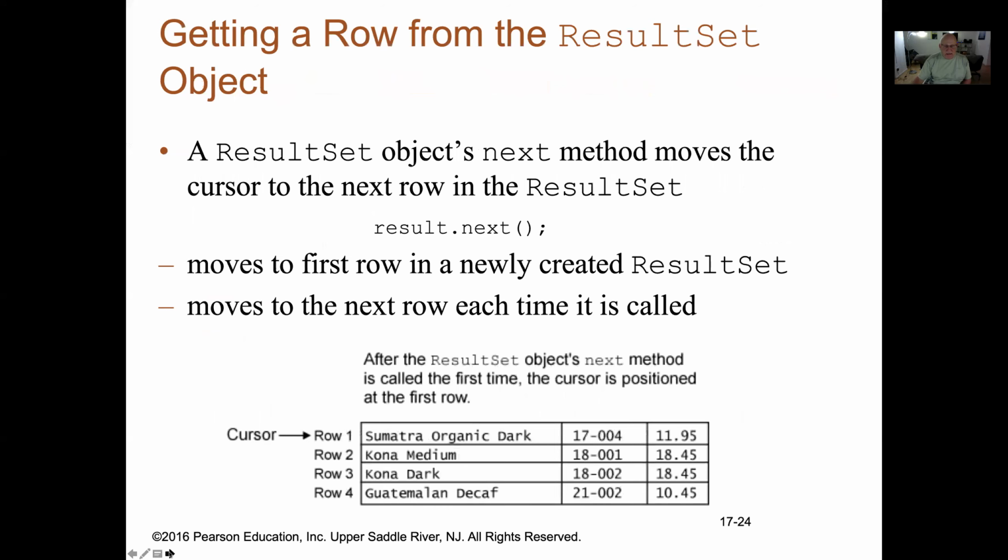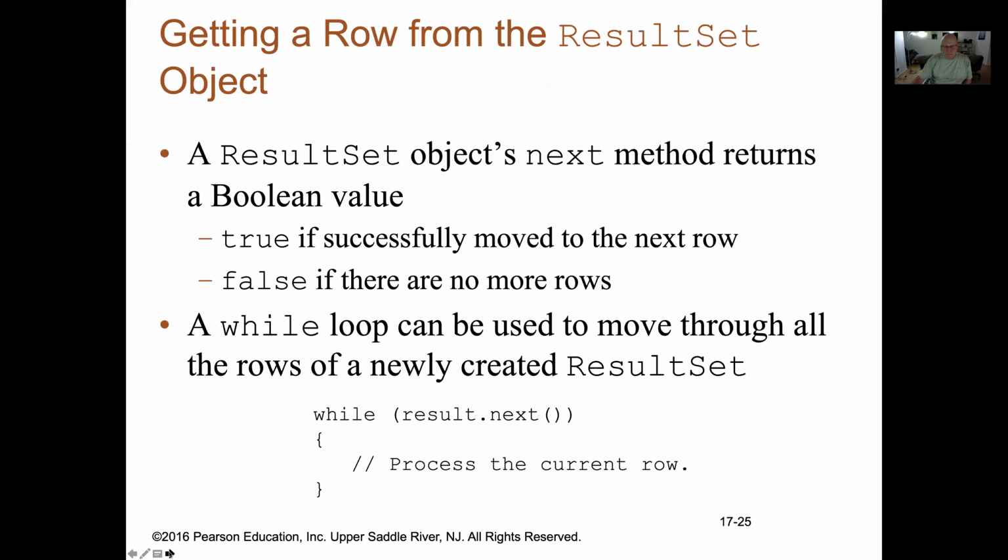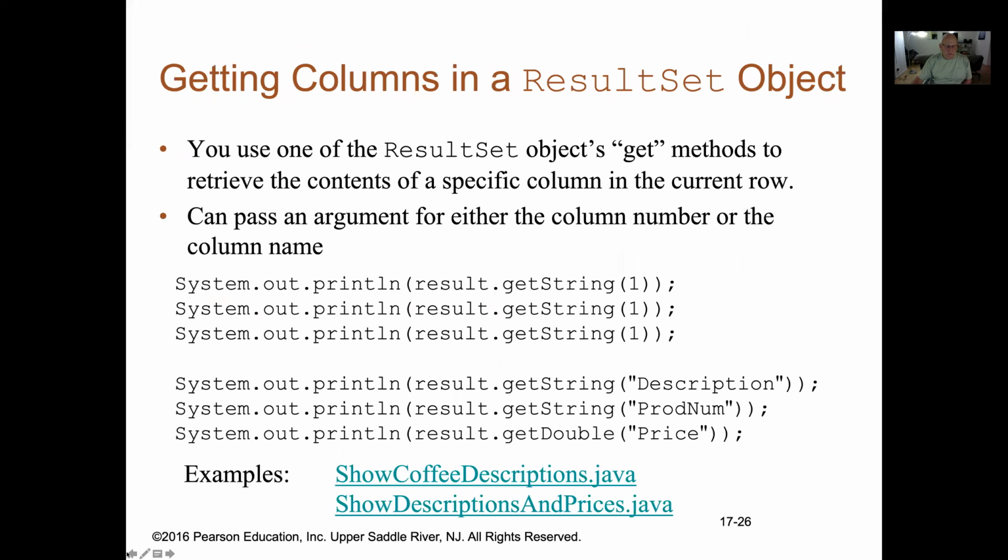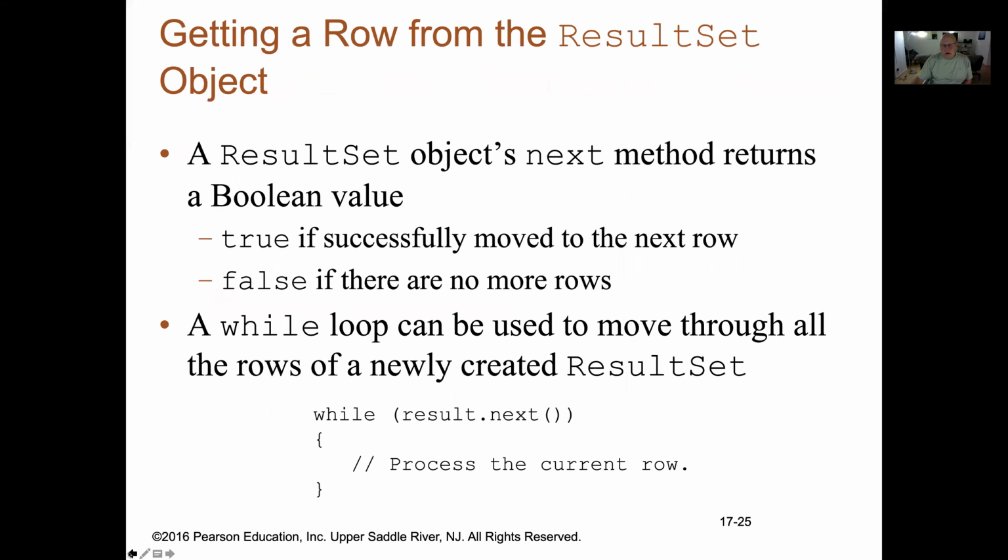A result set object's next method moves the cursor to the next row in the result set, and that is result.next. A result set object's next method returns a Boolean value. It's true if it successfully moved to the next row. It's false if there are no more rows to go to. So when it gets to the last of the rows, it's going to stop.